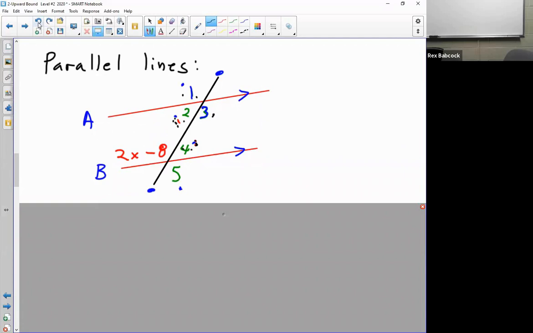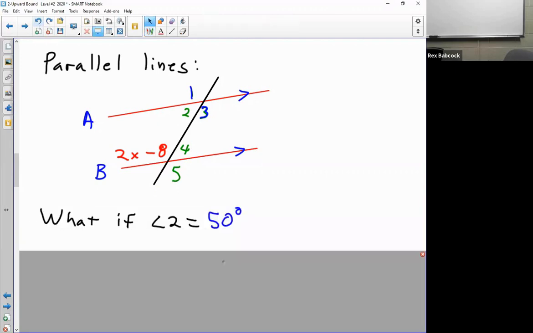Well, let's see if we can take some of those names and do some problems, answer some questions with them. Okay, let's say it's given that angle 2 is 50 degrees. Well, it looks like it could be 50 degrees. I immediately know if it's 50 degrees that this is 130 degrees. Notice they form a linear pair. 180 degrees, a half circle, if you would.